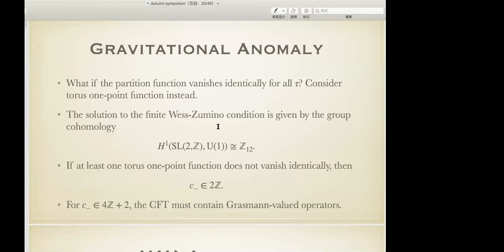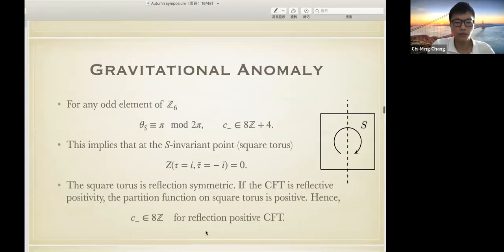Okay. Yeah, about the example of reflection positive CFT, I can give another example. If you consider the monster theory, that has chiral central charge equal to 24. And this is actually a holomorphic CFT. So this one is invariant under both S and T. And the chiral central charge is non-zero. So, okay, I guess the E8 theory is the one that is invariant under S, but not invariant under T.